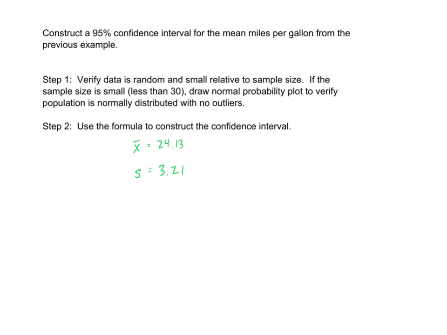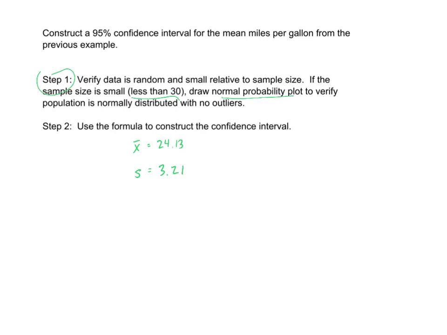Okay, so if I'm making a confidence interval, an important step, like in real statistics, is to verify that our data is random and small relative to the population. If the sample is very small, less than 30, draw a normal probability plot to verify that it's normally distributed. If you check this in Minitab, you should find that the normal probability plot is approximately linear. So that should work out. I'm not going to do that here in this video. If it were class, maybe I would, but feel free to do that if you have easy access to Minitab.